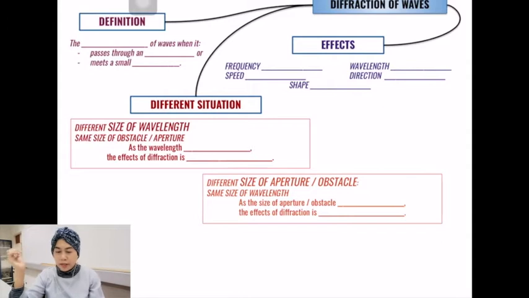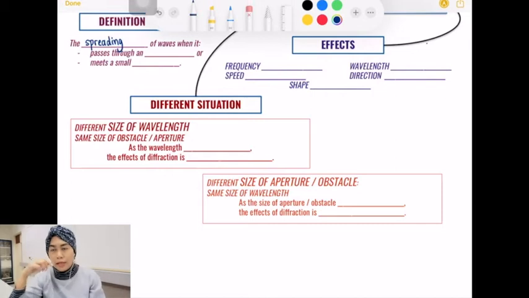So first off is the definition of diffraction. The keyword that is often used for the definition is the spreading of waves. The wave will spread out when it meets one of two things: either an obstacle or an opening, which we call an aperture.